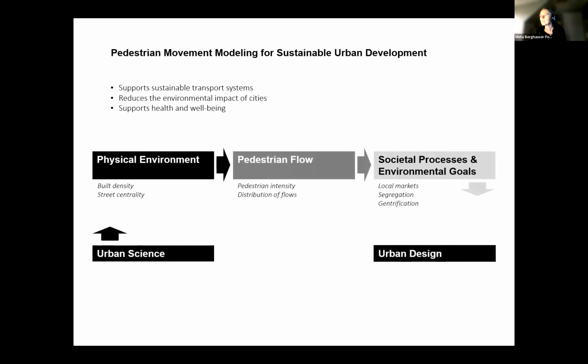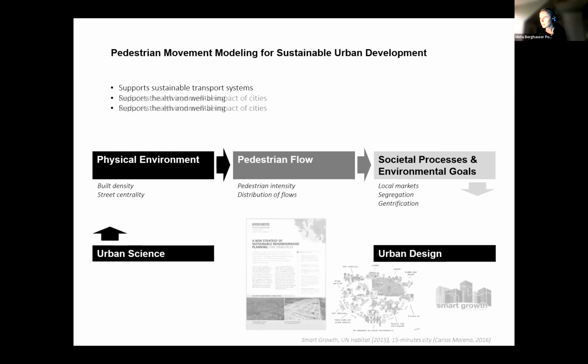And of course, this is what you need to do that. So if the goal is to inform urban design, we have to go back to, okay, then we have to understand how the physical environment contributes to pedestrian flows. And we have to understand how pedestrian flows then impact issues of segregation, issues of local economic markets, of gentrification, etc., etc. And then you can inform urban design.